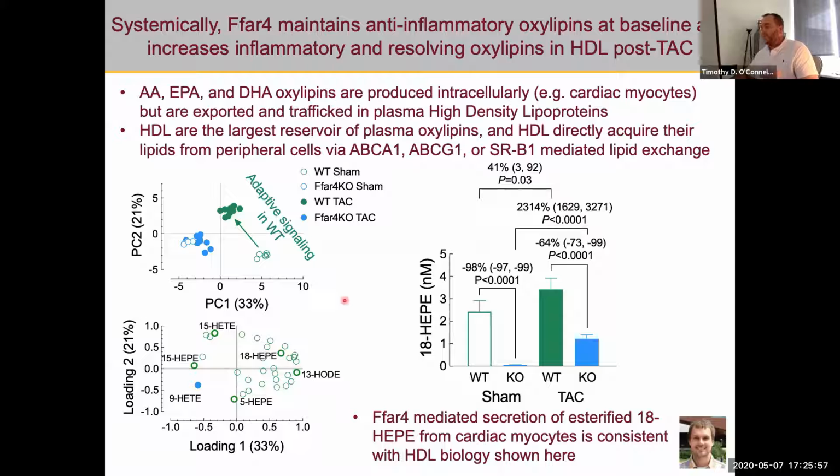And if we specifically consider 18-HEPE, the oxylipin I showed you produced in cardiac myocytes downstream of FFAR4, in the wild-type animals in the sham condition, represented here, they have a fair amount of 18-HEPE that's increased post-TAC, shown here. What you see here in the KOs is that they don't really have any at baseline, and there's a little bit of an increase post-TAC, probably from other mechanisms that can produce 18-HEPE, but it never even reaches the baseline level that you see in the wild type. So systemically, FFAR4 maintains anti-inflammatory oxylipins at baseline and increases pro-inflammatory and resolving oxylipins in HDL post-TAC.